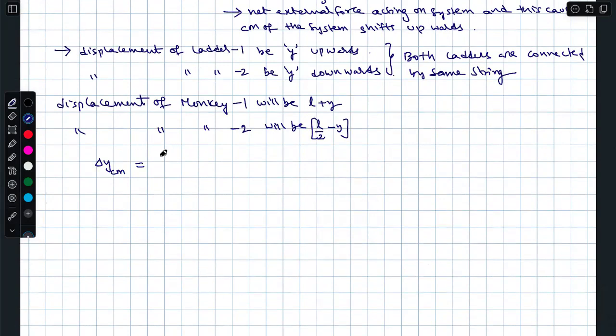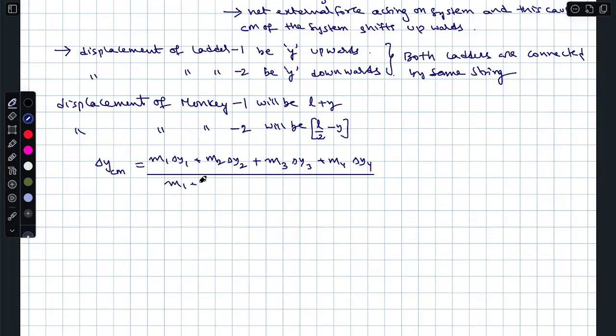So now the general formula I am applying is M1 delta Y1 plus M2 delta Y2 plus M3 delta Y3 plus M4 delta Y4, divided by M1 plus M2 plus M3 plus M4.